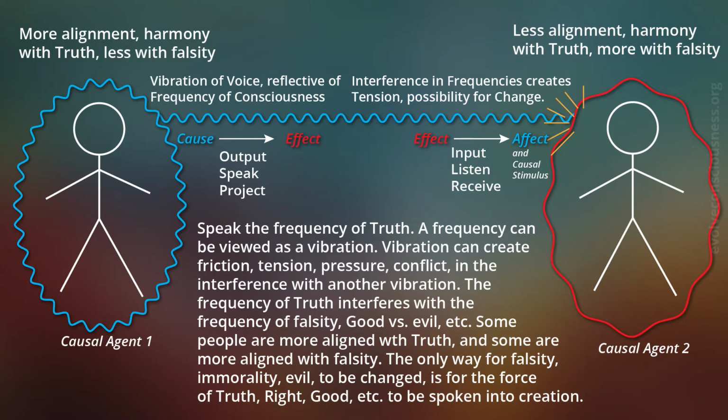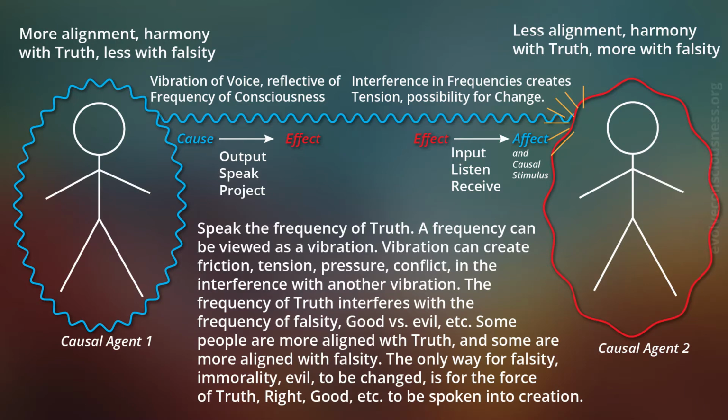So when one person speaks, the vibration of voice goes across and impacts the other person in red. So from the blue field, the vibration goes across in voice, and then it hits the person in red, and then you have, I put orange lines as an impact point. So the vibration of voice is reflective of the frequency of consciousness. The cause from that source, causal agent 1, goes out as an effect. So they are the cause, and then the effect they produce is an effect. So it's an output, the speaking and the projecting.